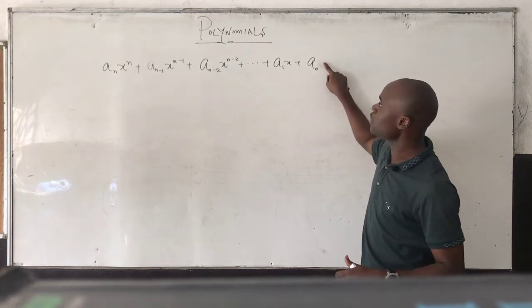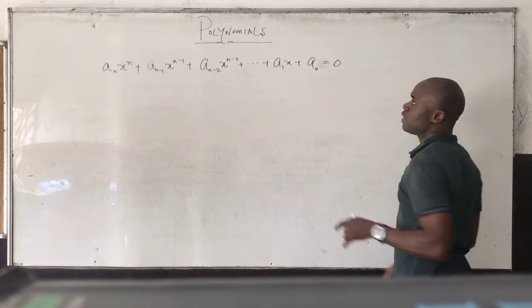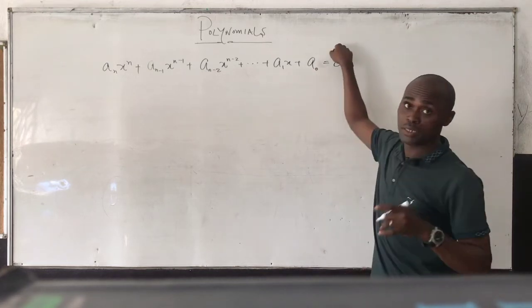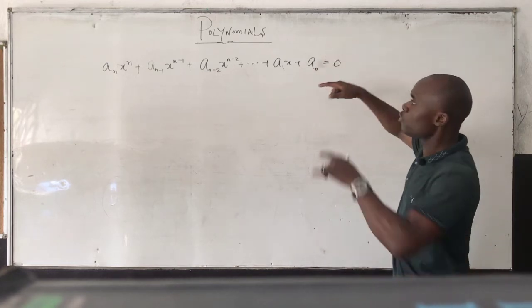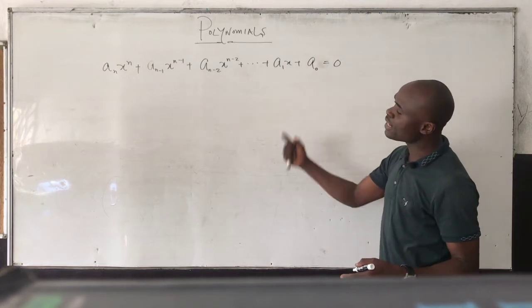Polynomial expression simply because we don't have an equals sign. But if I put equals to 0 here or whatever, any number, this is a polynomial equation. But generally, we can call that a polynomial function. I will explain everything here.